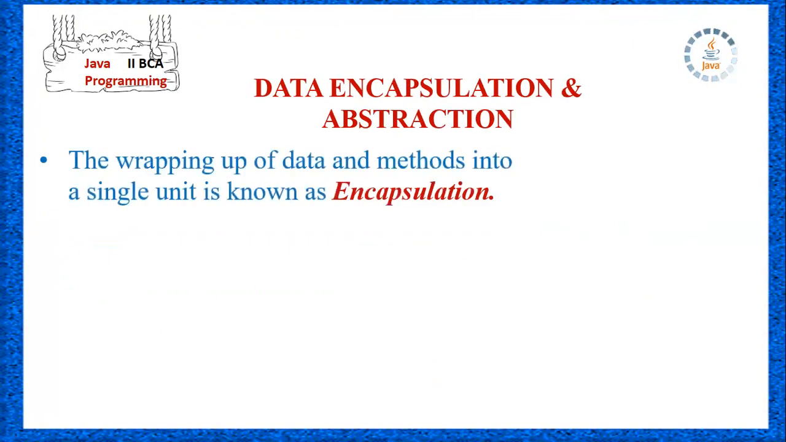The next one, data encapsulation and abstraction. The wrapping up of data and methods into a single unit is called encapsulation. This is the most striking feature of object-oriented programming languages. We know that this single unit is called the class. The data is not accessible to the outside world, and only those methods which are wrapped into the class can access it. These methods provide the interface between the object's data and the program. This insulation of the data from direct access by the program is called data hiding.